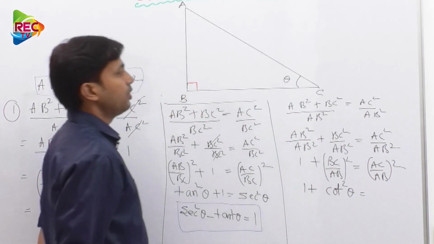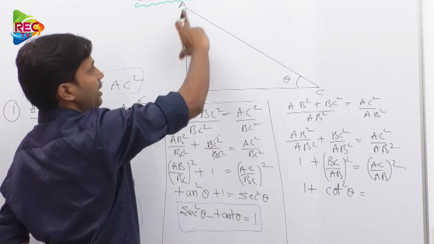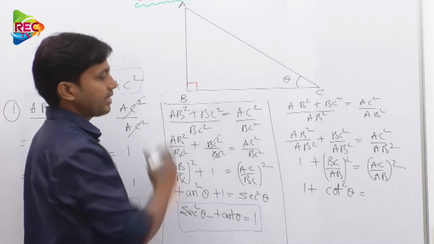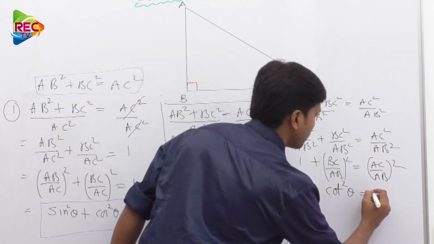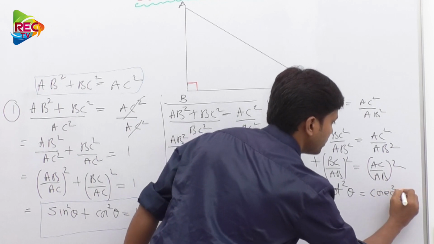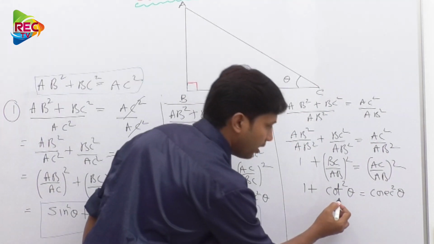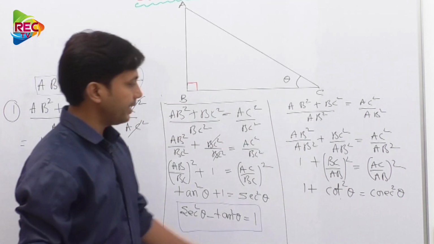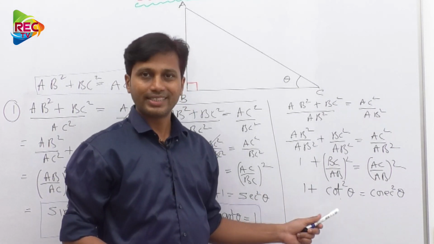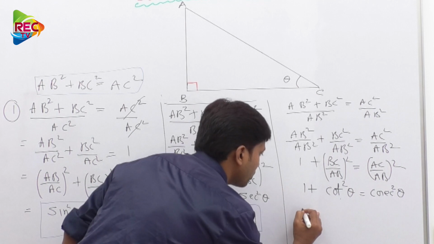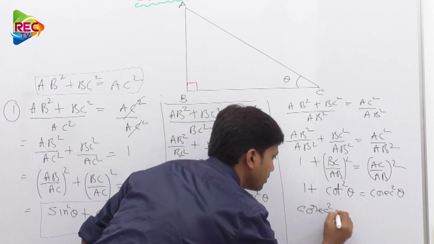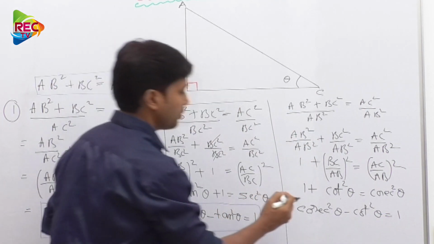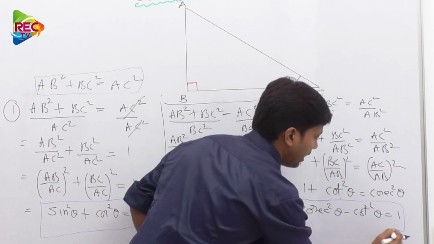Now AC by AB. What is AC? AC is the hypotenuse and AB is what? Opposite. The relation between hypotenuse and opposite side is cosecant square theta. So what happens here? On replacing this cot square theta to the other side of the equation, the symbol changes and you get again cosecant square theta minus cot square theta equal to what? 1. So here cosecant square theta minus cot square theta equal to 1. So this would be your third trigonometric identity.